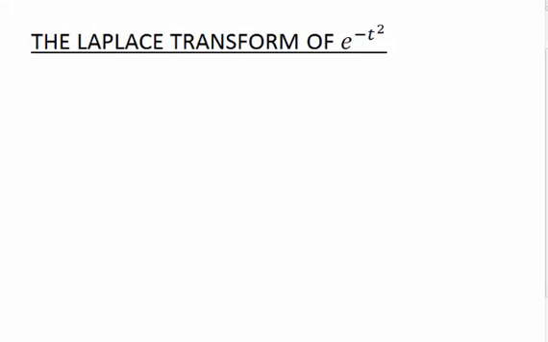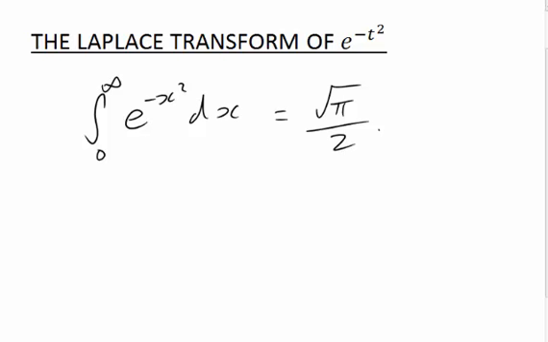Here I'm going to calculate the Laplace transform of e to the negative t squared. I'll need to use a couple of results that have been discussed in other MathsCasts. I'll write these down first. To begin with, I need you to know the following integral result. It's the integral of e to the negative x squared dx from 0 to infinity. It has the value root pi over 2.